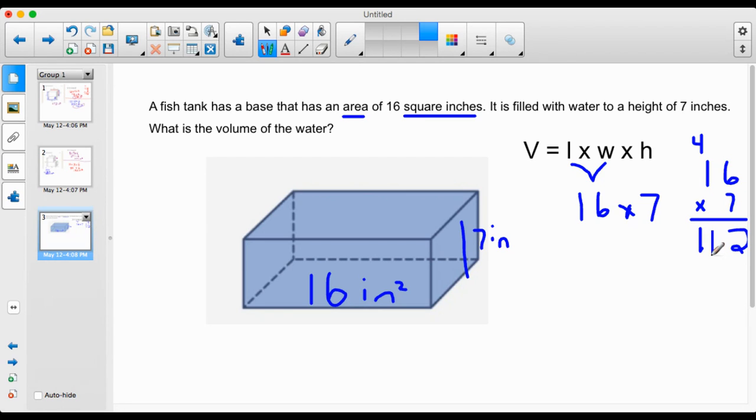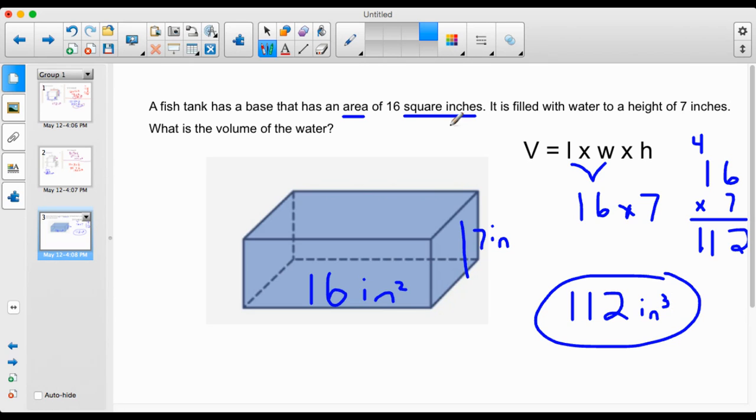So you would get 112, and I'm going to label it inches cubed, or that's cubic inches. So I'm going to put the little 3 up in the air, and shabalamo, that's our final answer. That one is completely done.